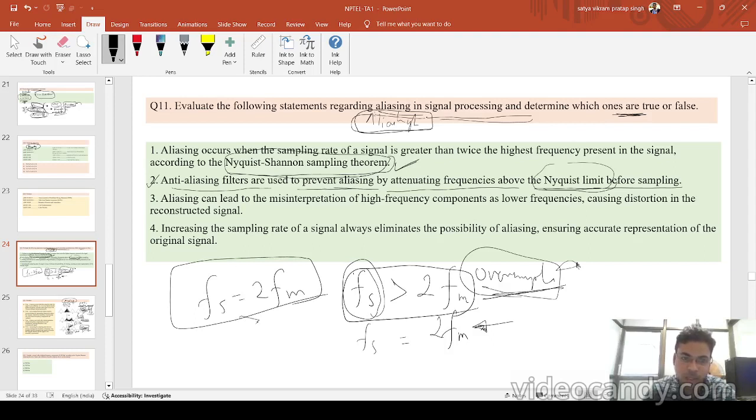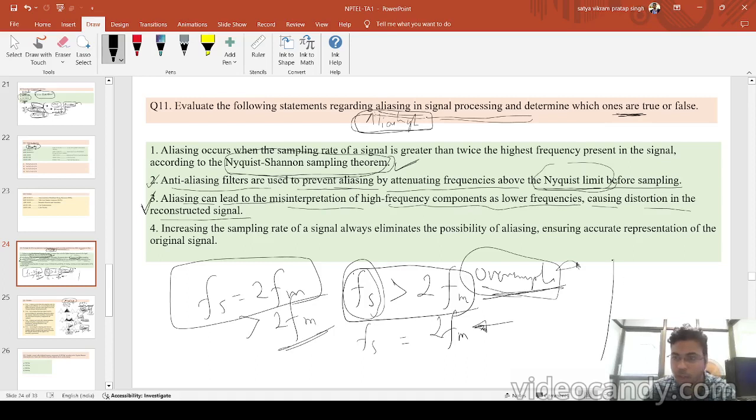By making it greater than 2 FM, oversampling it. Okay. Third option is that aliasing can lead to a misinterpretation of the highest frequency component as lower frequency, causing distortion in the reconstructed signal. That is correct. How I am saying that?